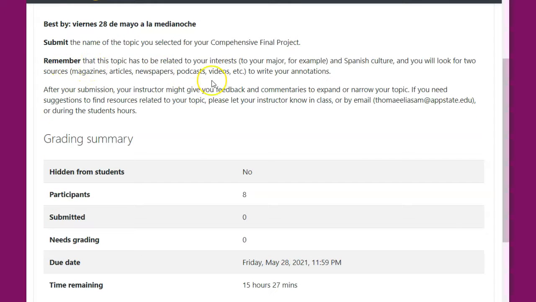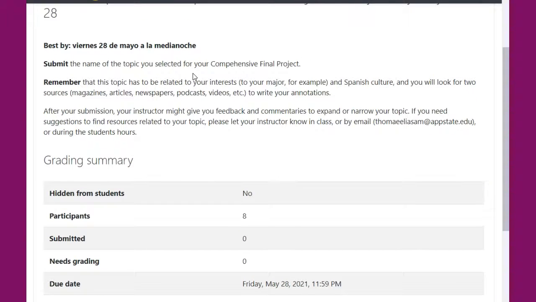Remember that this topic has to be related to your interests. That means to your major, for example, your studies, and a Spanish-speaking culture. You will look for 2 sources. It can be magazines, articles, newspapers, but it can also be podcasts, videos, etc. to write your annotations about this same topic.